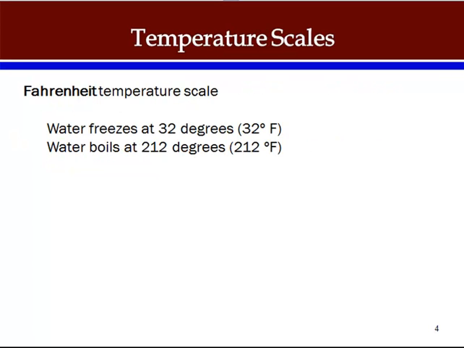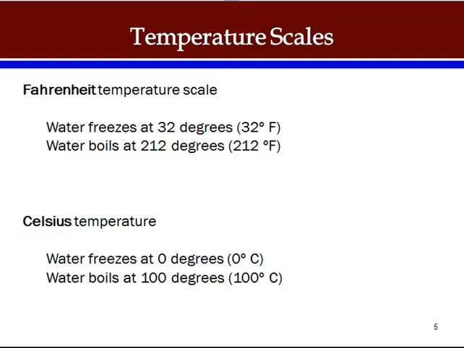Now, in the Fahrenheit temperature scale, which is the one that we most commonly use in the U.S., water freezes at 32 degrees and water boils at 212 degrees. In the Celsius scale, very similar to the metric system, everything is based on a power of 10, so water freezes at 0 and water boils at 100.